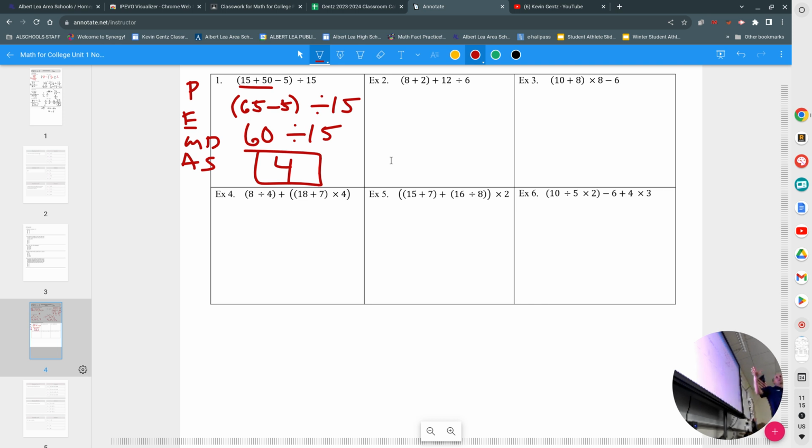So I've tried to put a couple in here to trick you a little bit. I want you to do example 2 on your own, see if you can come up with that right answer. Go.